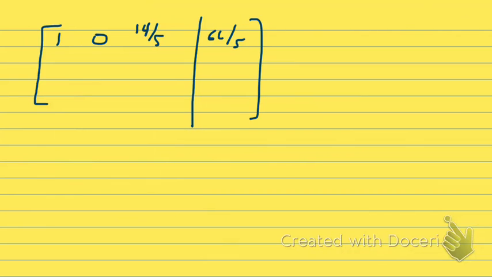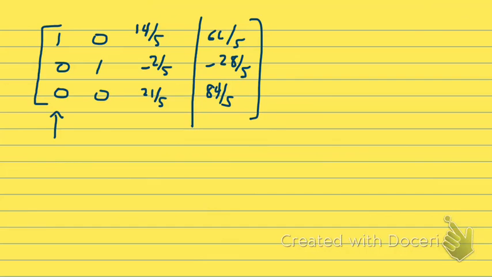Notice that the first and second rows will remain unchanged. 1, 0, 14/5, 66/5. We've got 0, 1, -2/5, -28/5. But the third row now is 0, 0, 21/5, and 84/5. Oh, it's a mess.